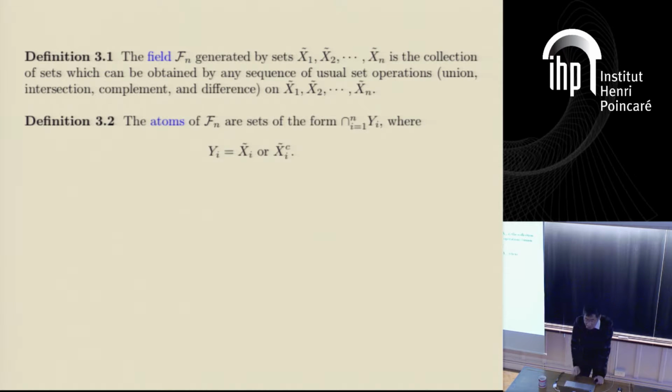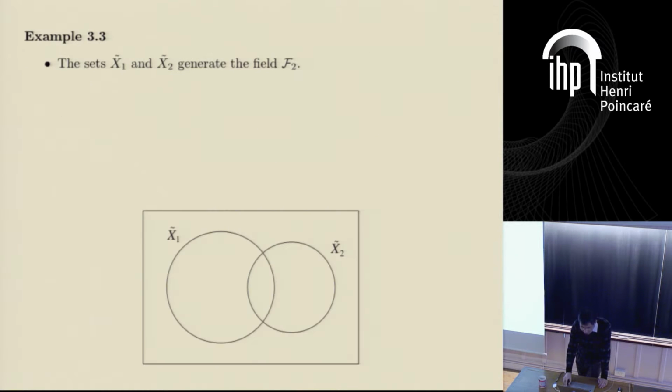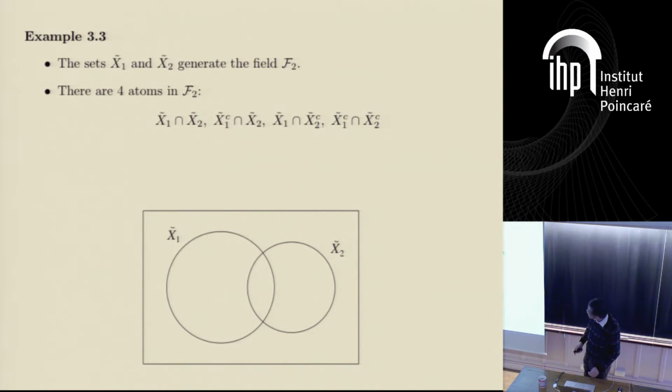And the atoms in the field Fn are sets of the form intersection of Yi from 1 up to n, where Yi can be Xi tilde or its complemented form. As an example, the sets X1 and X2 generate the field F2, and there are 4 atoms in this field, namely this one, this one, this one, and this one.